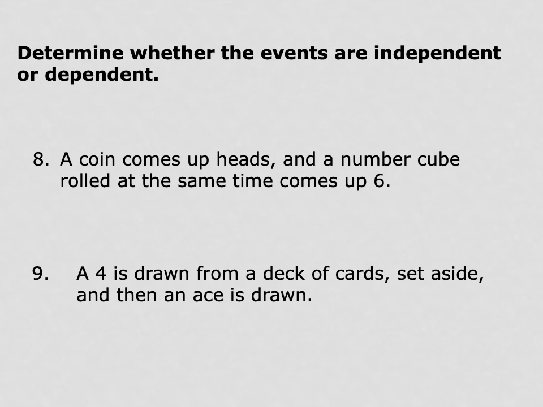All right, so a coin comes up heads and a number cube rolled at the same time comes up 6. Those are going to be independent events. The occurrence of one does not affect the other. Number 9, a 4 is drawn from a deck of cards, set aside, and then an ace is drawn. Now this key phrase right here is telling us that they are dependent because I am not replacing that 4, and that's now going to affect my sample space for my next pull.